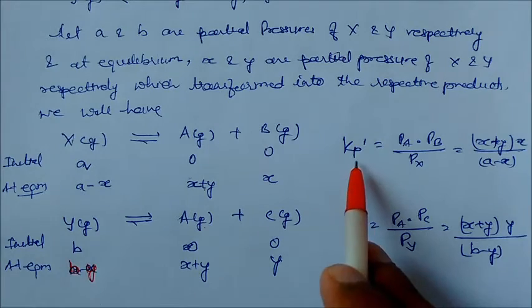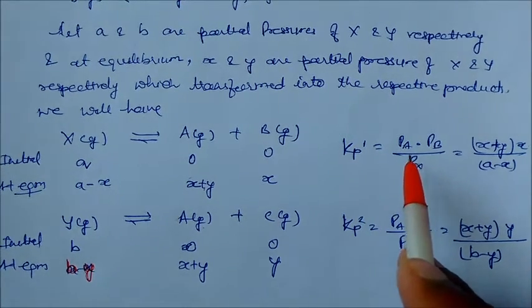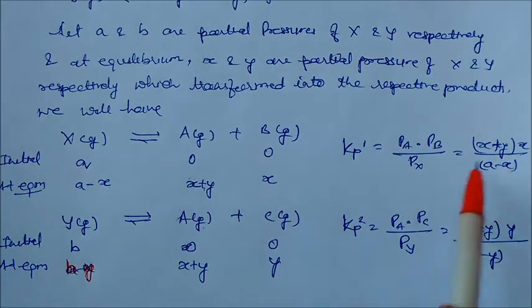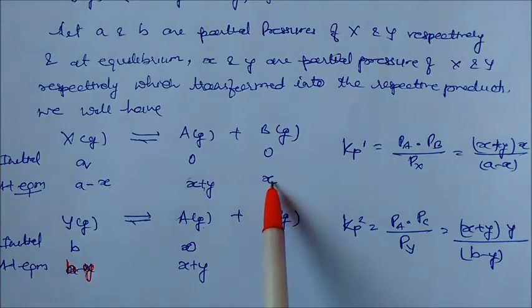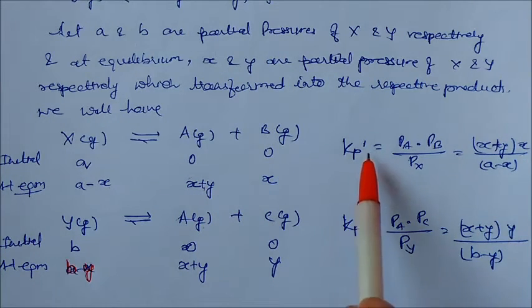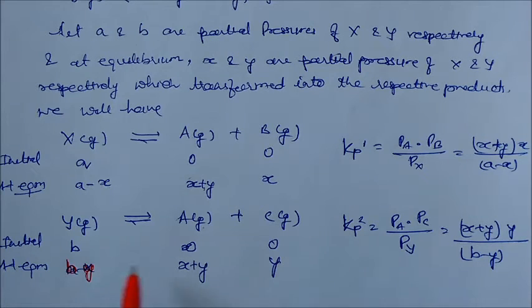So in these cases, Kp1 will be equal to the partial pressure of A into the partial pressure of B divided by that of X. So that is (x plus y) into x divided by (a minus x). This Kp1 is fixed for this one reaction. Here Kp2 for this reaction will be partial pressure of A into C by that of Y. So A is x plus y, into y, divided by b minus y. So this is correct, this is how we can find Kp1 and Kp2.